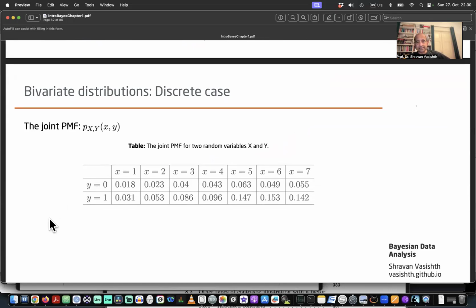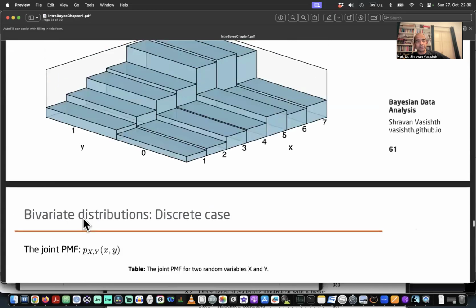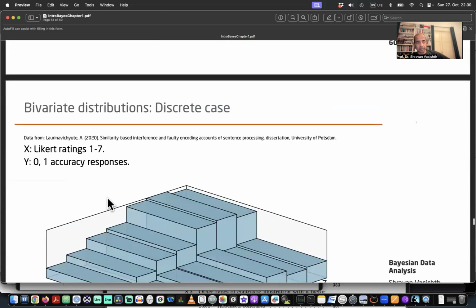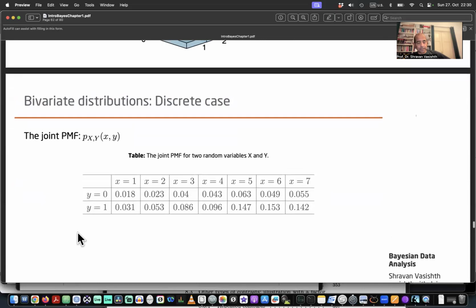As in a tabular form, we can summarize the probabilities. These are empirically derived from the data, right? So we have observed the data and we can calculate the probabilities like this. This table represents the empirical probabilities from the actual experiment that is reported in this dissertation. And so what we see is for each of the Likert values, there are probabilities for 0 and 1 correct responses. So this is the joint distribution written like this of the two random variables.